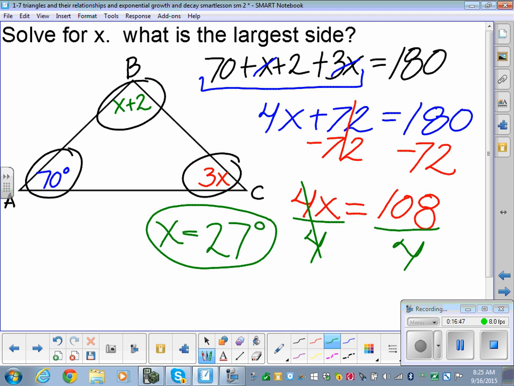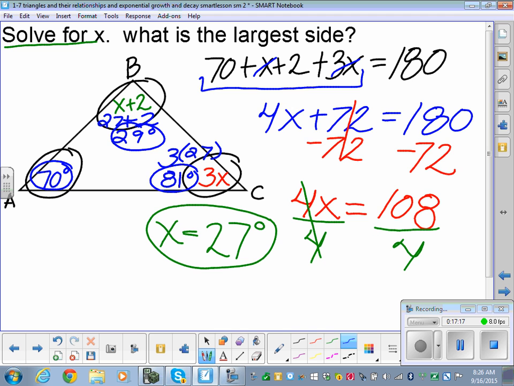We're not finished here. Now, we found x, so we took care of the solve for x part. But now we need to know what is the largest side. So to be able to really know the largest side, you're going to have to plug 27 back into x and see what angle B is and what angle C is. So 27 plus 2, 29 degrees. So angle B is 29 degrees, and then 3 times 27, 81 degrees. Okay, so I'm going to circle those real quick.